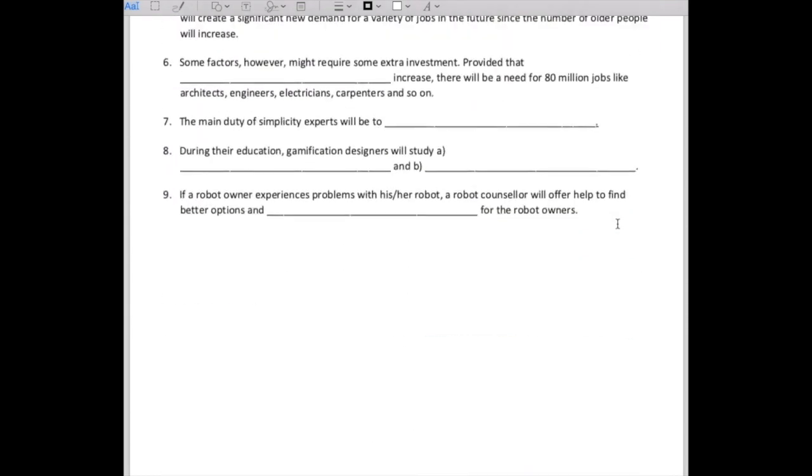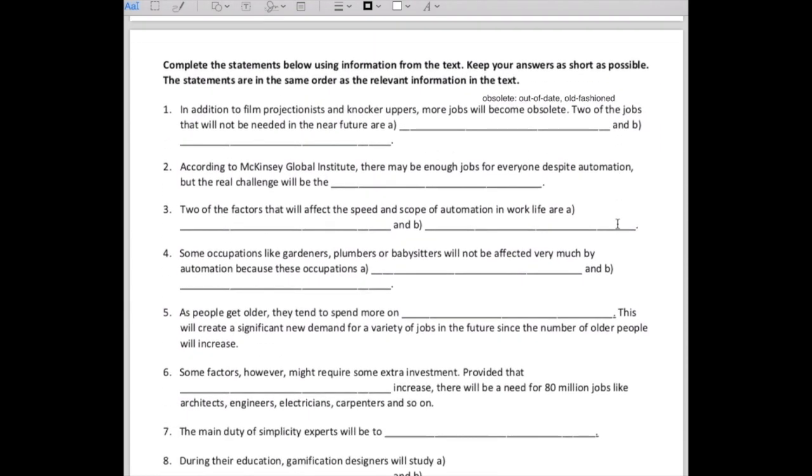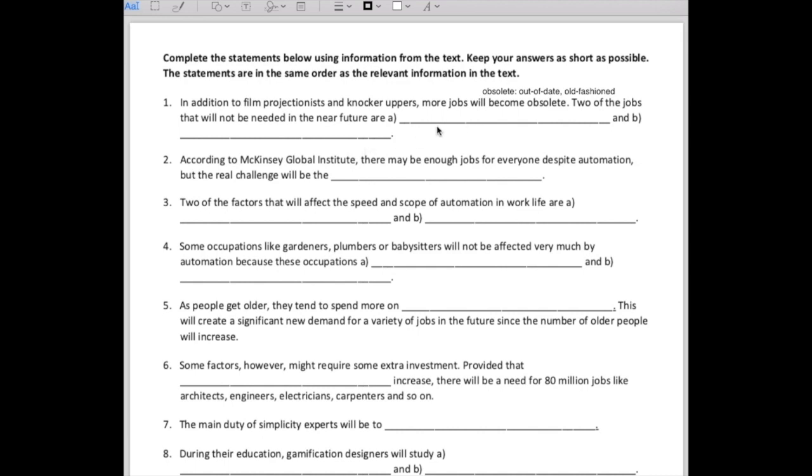So let's go back to the sentence. Okay, and let's take the information from the text and complete the sentence. So for example, in the first part, let's say toll collector, and in the second part, factory worker. Okay, now before we continue to the second part, let's check that it makes sense. So two of the jobs that will not be needed in the near future are toll collector and factory worker. That sounds fine, no problem. Okay, so we finished the first one, let's continue with the second one.